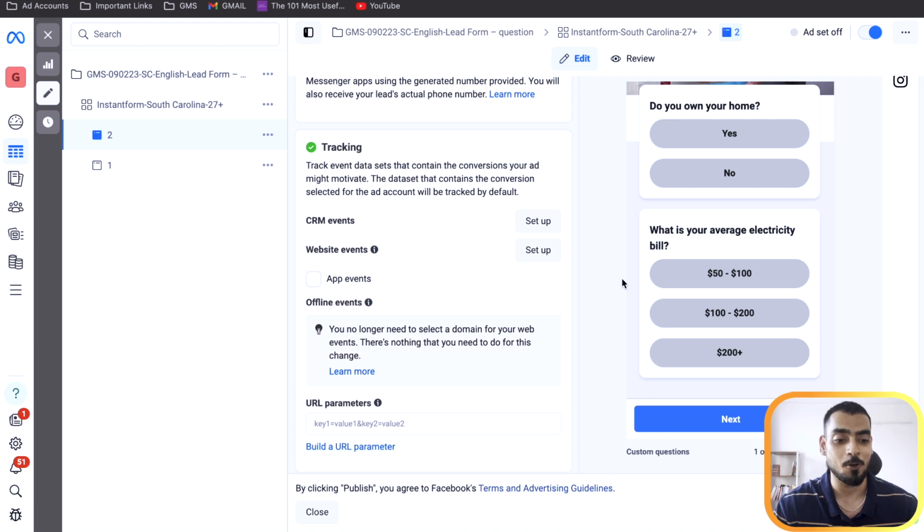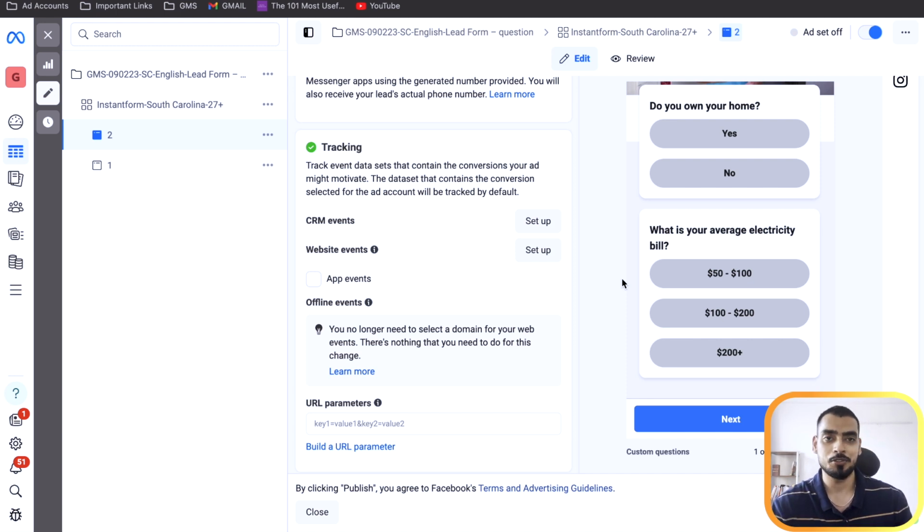If you're someone जो कि खुद Facebook lead form use करता है, you can just follow these simple strategies and आप भी अपने Facebook lead form के results को improve कर सकते हो. Okay, so without wasting any time, let's dive into the video. So this is the Facebook lead form that I was talking about.